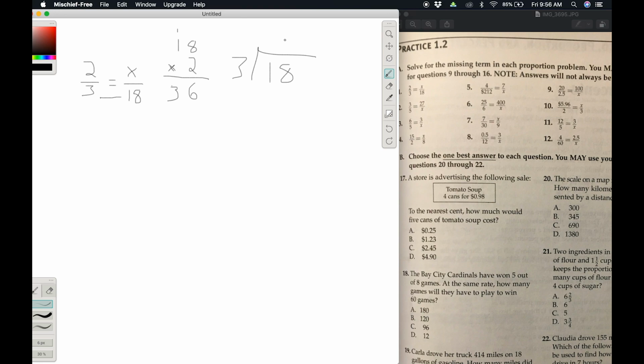So 3 goes into 18 6 times. 6 times 3 is 18. And that is 0.